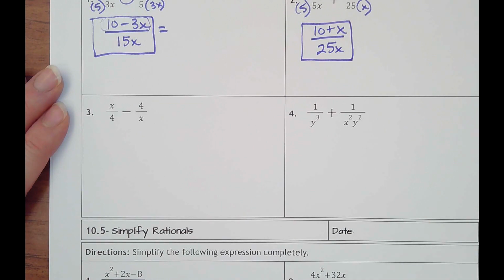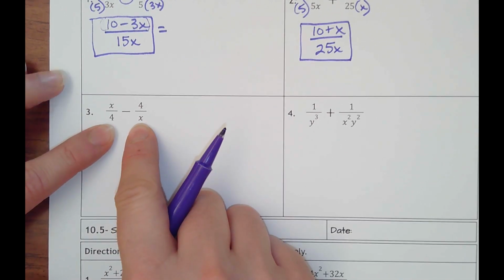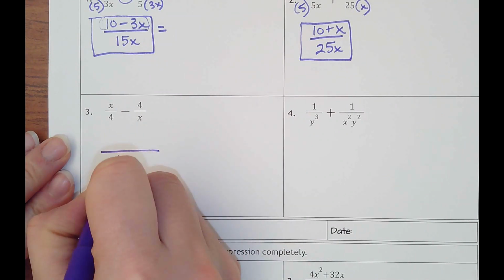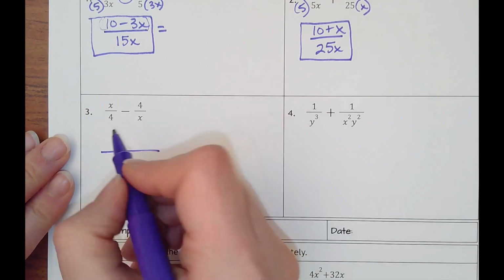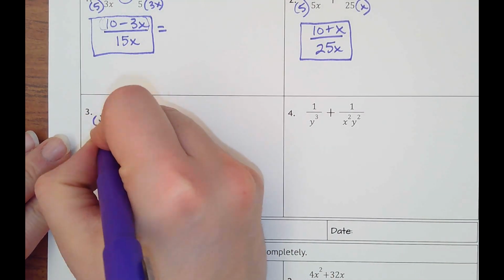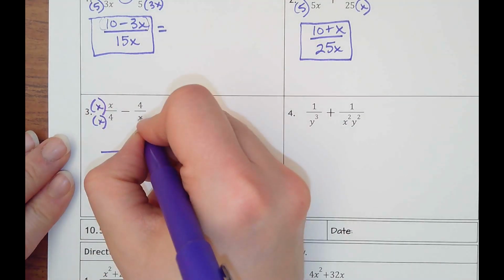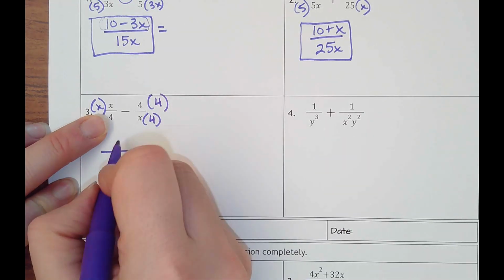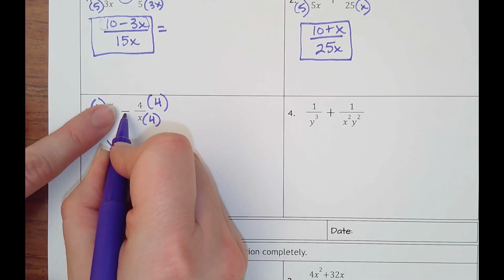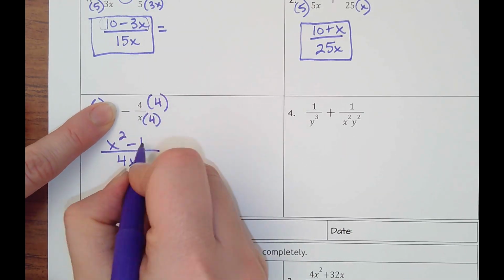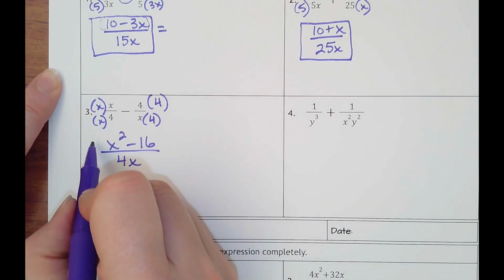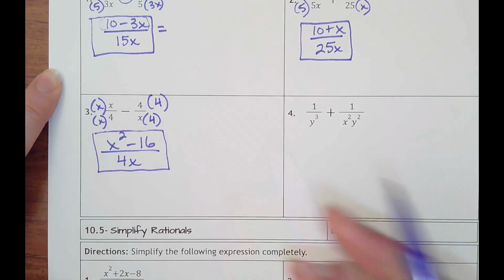Okay, number 3. I have two totally different things, 4 and x. So the least common multiple will be 4 times x. So this 4 needs a times x, and this x will need a times 4. That would be x times x is x squared. That's like a negative 4 times 4 is negative 16. And so again, I can't take an x from both of those top terms, so that's all I can do.